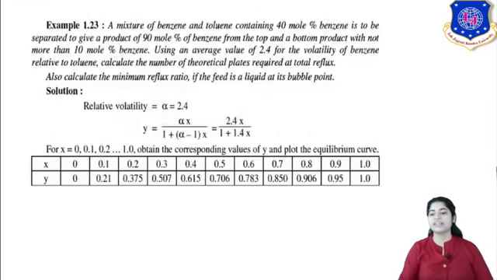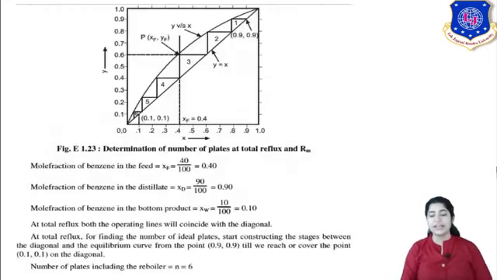Now it is given that total reflux is there. It means, remember, at total reflux ratio the enriching section and stripping section lines both merge with the diagonal. Hence you are not plotting the operating lines of the enriching section and stripping section. At total reflux, both operating lines will coincide with the diagonal.